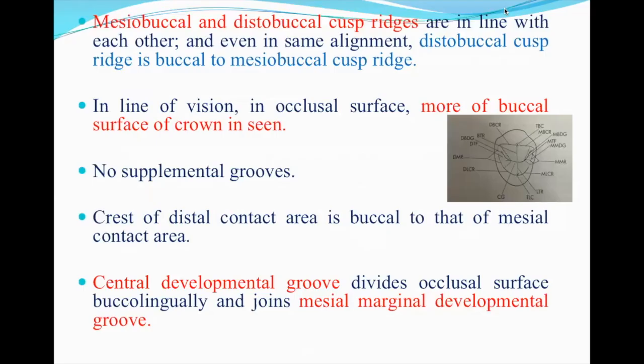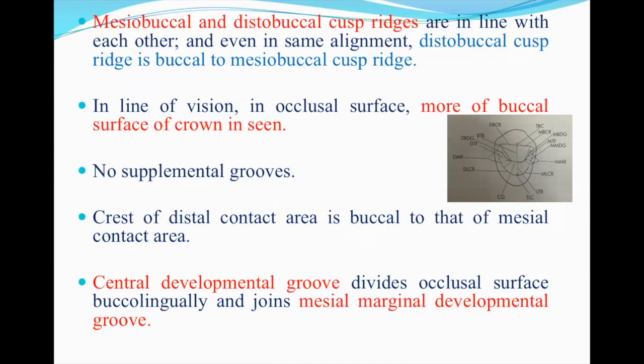So mesiobuccal and distobuccal cusp ridges are in line with each other and in the same alignment. Distobuccal cusp ridge is buccal to mesiobuccal cusp ridge. In line of vision, in occlusal surface, more of buccal surface can be seen. Like you can see in this picture, more of buccal surface of crown is seen in comparison to lingual surface, and no supplemental grooves can be seen. Crest of distal contact area is buccal to that of mesial contact area.